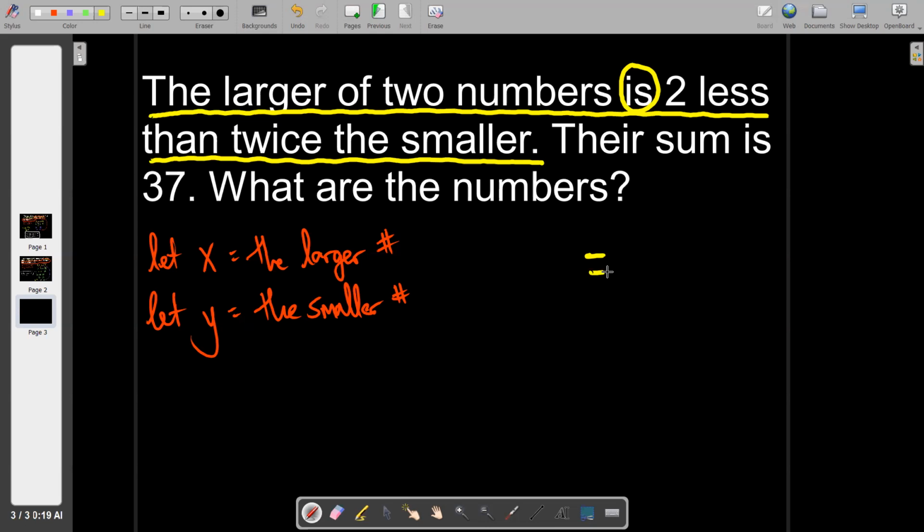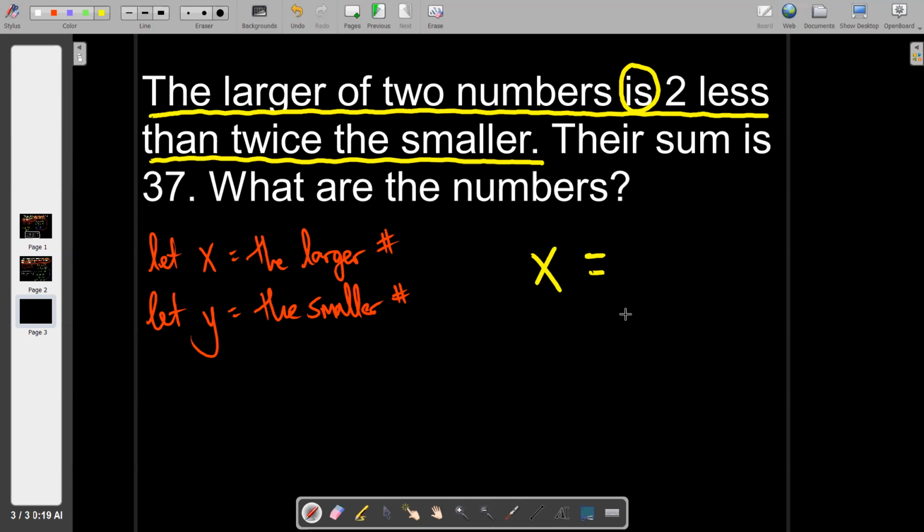Now, what does it say to the left of the equal sign? So what will I put there? Good. So the larger of the numbers is. There you go. And now let's press on past the word is, and it says 2 less than twice the smaller. What's that going to look like as a math problem?